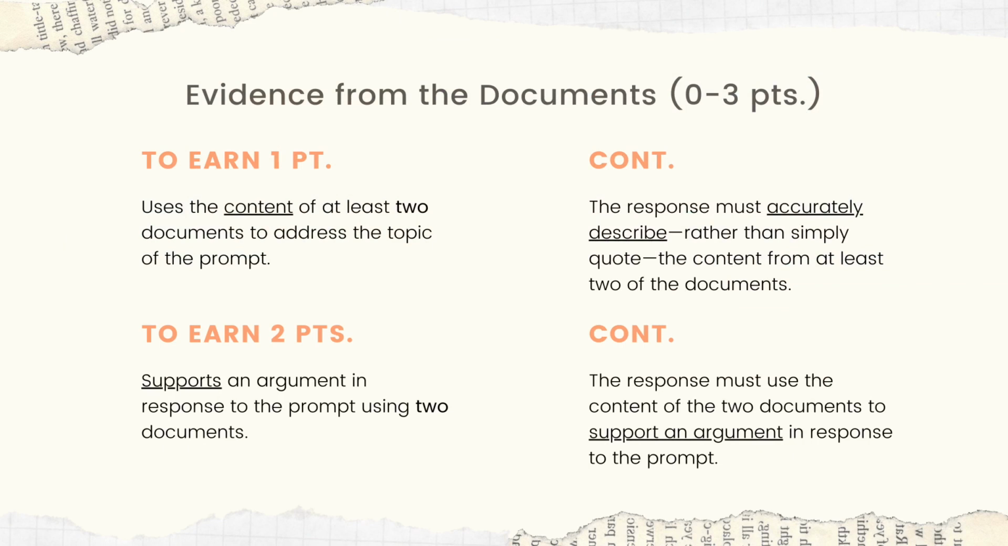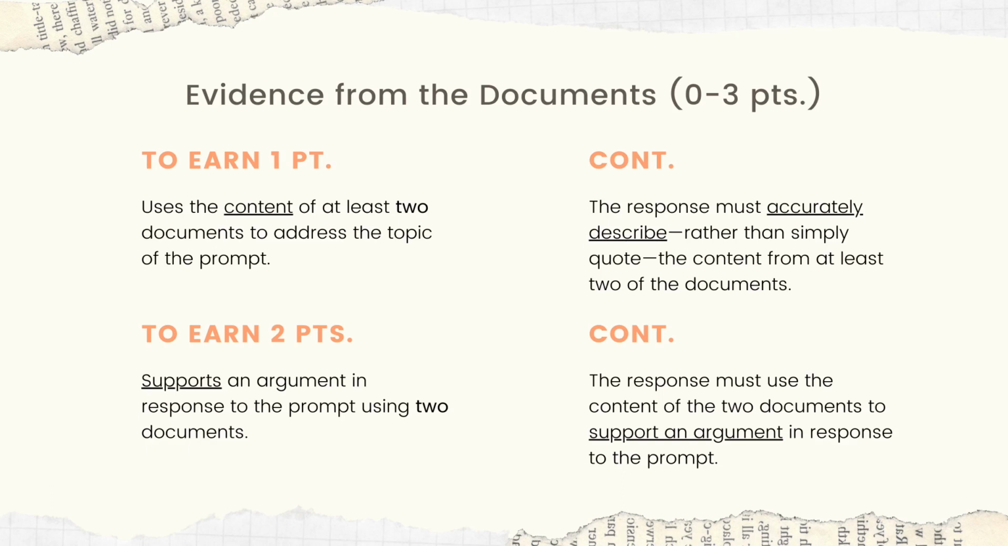To earn 1 point, you must use the content of at least 2 documents to address the topic of the prompt. This response must accurately describe rather than simply quote the content from at least 2 of the documents. So you must be specific, and you are not encouraged to quote it, rather to paraphrase what the document says.